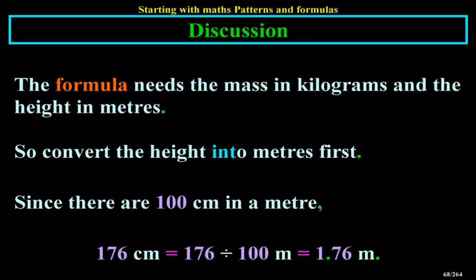The formula needs the mass in kilograms and the height in meters. So convert the height into meters first. Since there are 100 centimeters in a meter, 176 centimeters equal 176/100 meters, which equals 1.76 m.